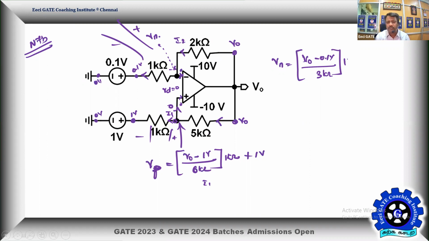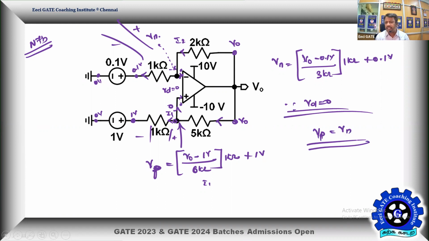Okay, so into 1 kilo ohm, that's a drop across this 1K plus 0.1 volt. That's your VN. And given already VD equal to 0, since virtual short is still there, assuming negative feedback is dominating, VP and VN cannot be different. So VP is equal to VN is the point to complete the problem. Once this point strikes, then you know the flow for the problem.